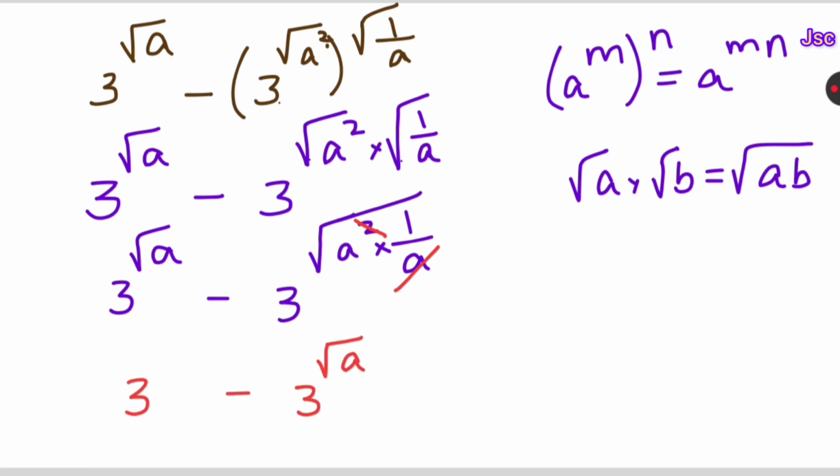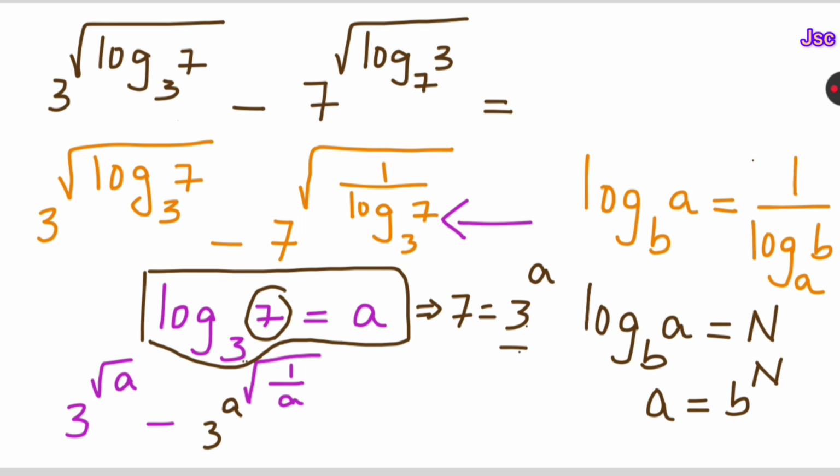And here also we have 3 raised to the power of root a. So 3 raised to the power of root a minus 3 raised to the power of root a gives 0. So the result is 0. That's it. So like that you have to break it down and solve for the solution.